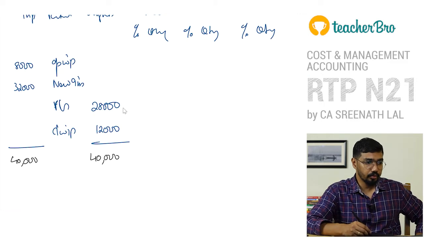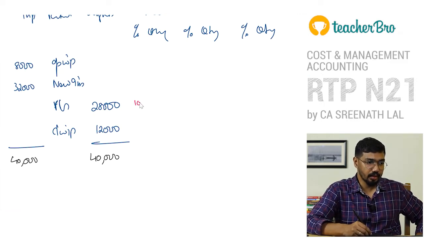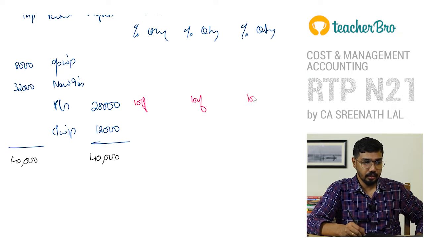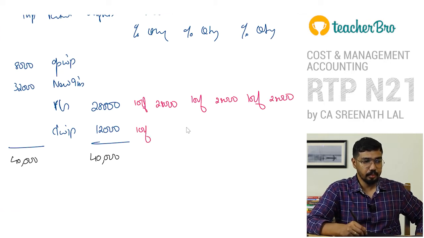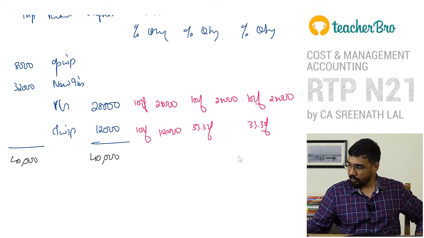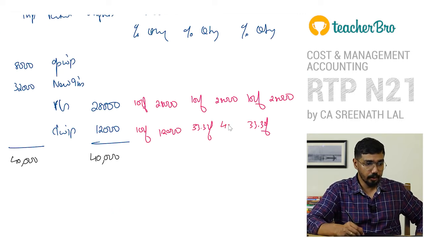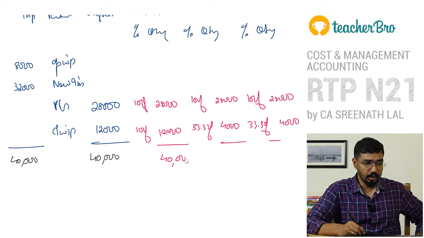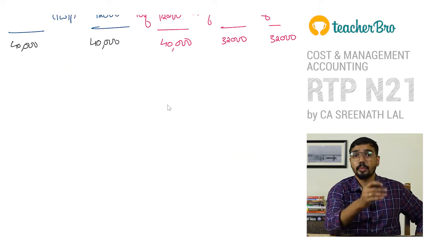And completion percentage for the finished goods, it is 100%. So 28,000, 28,000, 28,000, and for closing WAP it is 100%, 33.33%, 33.33%. So it is 12,000, 4,000 and 4,000. So my equivalent production is 40,000 with respect to material, 32,000 labor and 32,000 overheads. So this is my equivalent production.